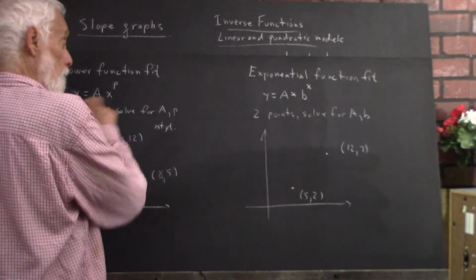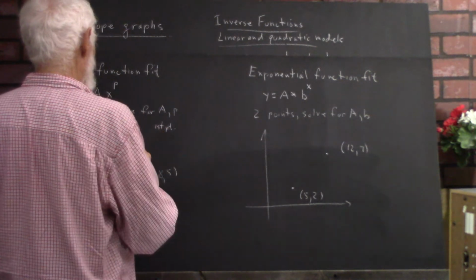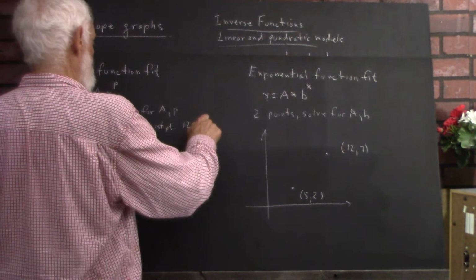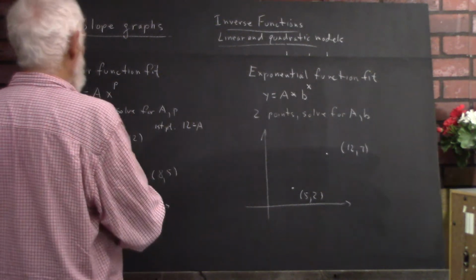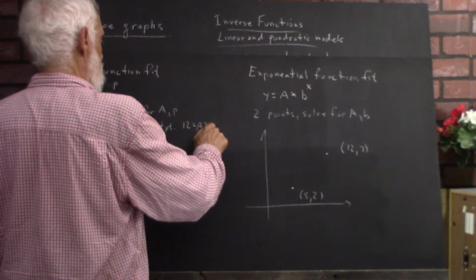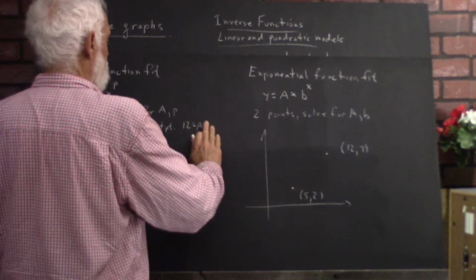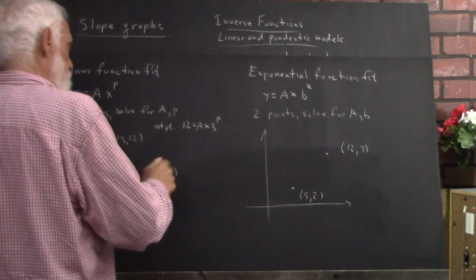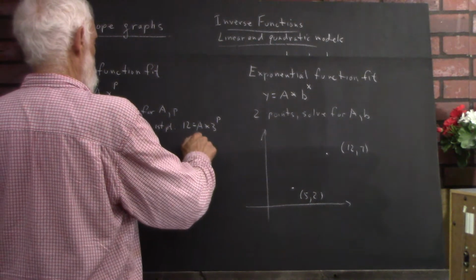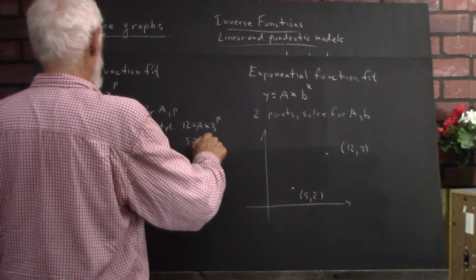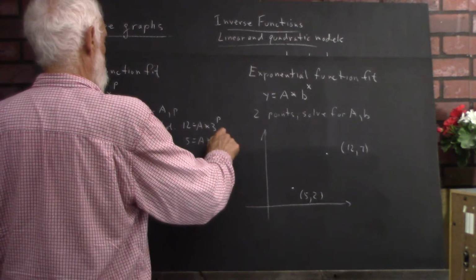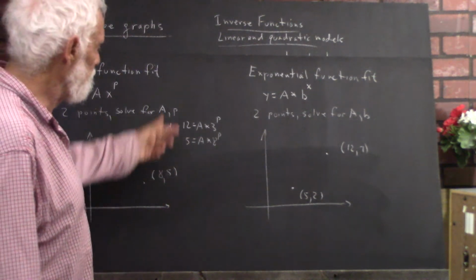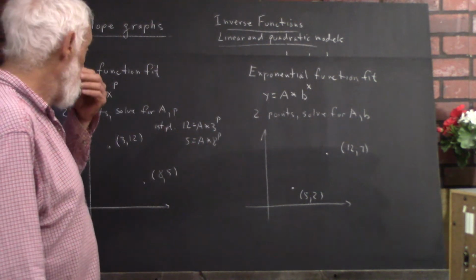Plugged into the form of the power function, I get y, which is 12, equals A times x, which is 3. That's A times 3 to the p. And from the second point, I get 5 equals A times 8 to the p. Now I have choices about how to approach this.